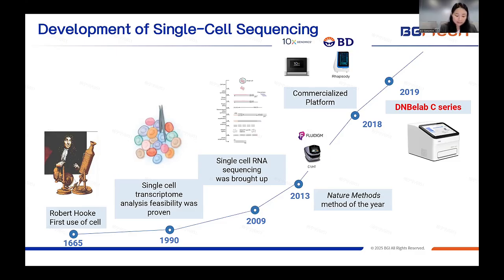By 2018, a commercial platform had emerged. In 2018, BGI Genomics also launched our own single-cell sorting platform. It is the DNBelab C Series, and it is the newest machine. We call it 10.4. Our single-cell sequencing is based on this machine.